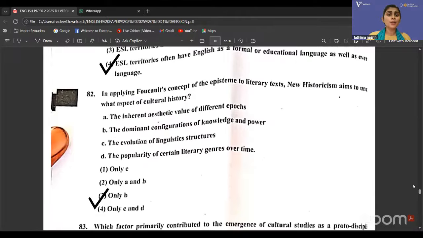Now, coming to 82, in applying Foucault's concept of episteme to literary text, new historicism aims to undo what aspect of cultural history? The inherent aesthetic value of different epochs, it is not that answer. Dominant configuration of knowledge and power, certainly that should be the answer. The evolution of linguistic structures, no, that is not considered. The popularity of certain literary genres over time. So here, only option B would be the answer. So B is the correct answer for question 82.